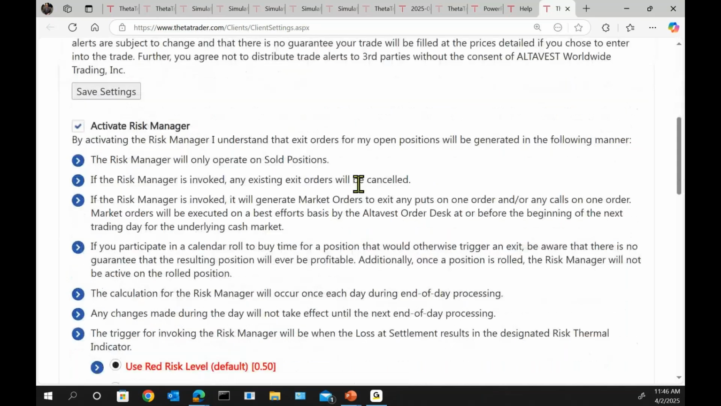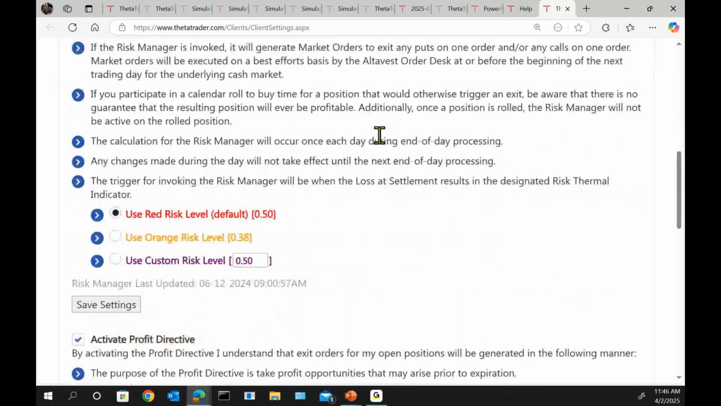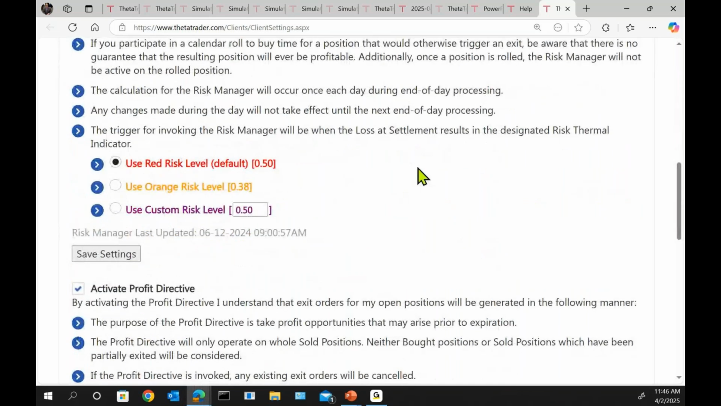Now, if you want to activate the Risk Manager, you check this box here, and this will automatically close out your short positions when they reach their profit target or risk target, whichever happens first. And you'll notice the default here is at a level of 0.5, but you could change that to 0.38 and lower your risk level, or you can customize it anywhere from 0.5 down to 0.25.